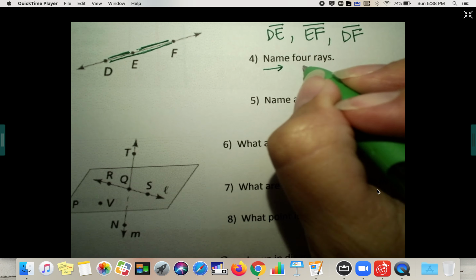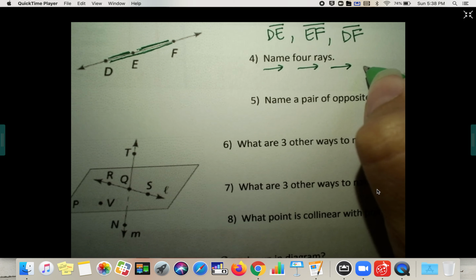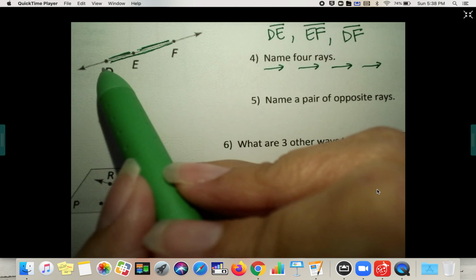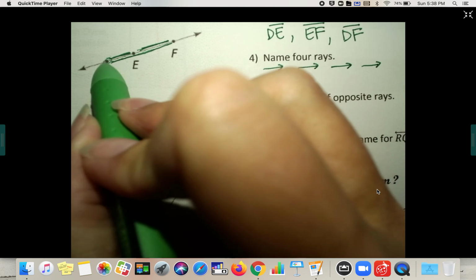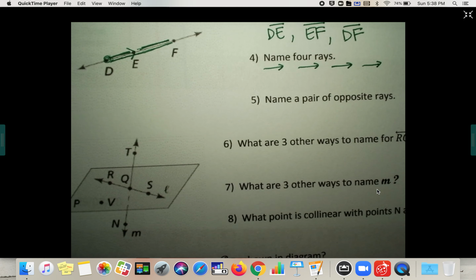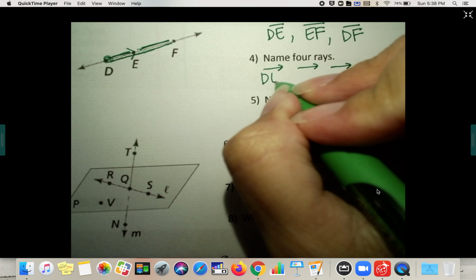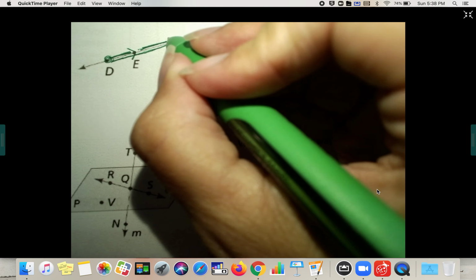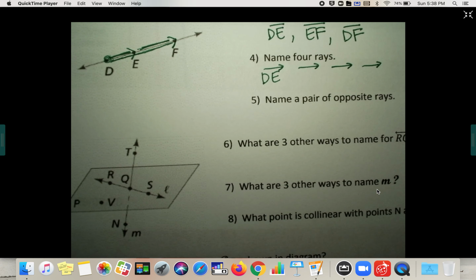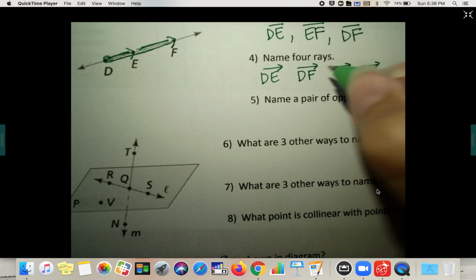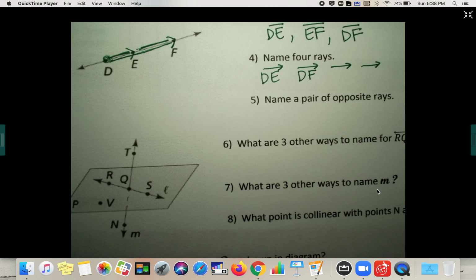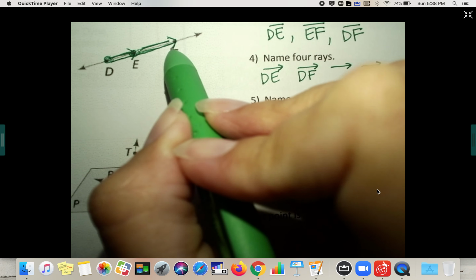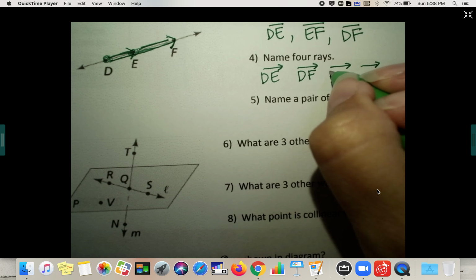Okay, name 4 rays. Well, they're all going to be arrows to the right because that's how you always write a ray. But let's see what we've got here. If you started at this end point and went to the right, that is ray DE. If you started at D and went all the way to here, that would be ray DF. Let's say we wanted to start with E and just go to here. That would be ray EF.